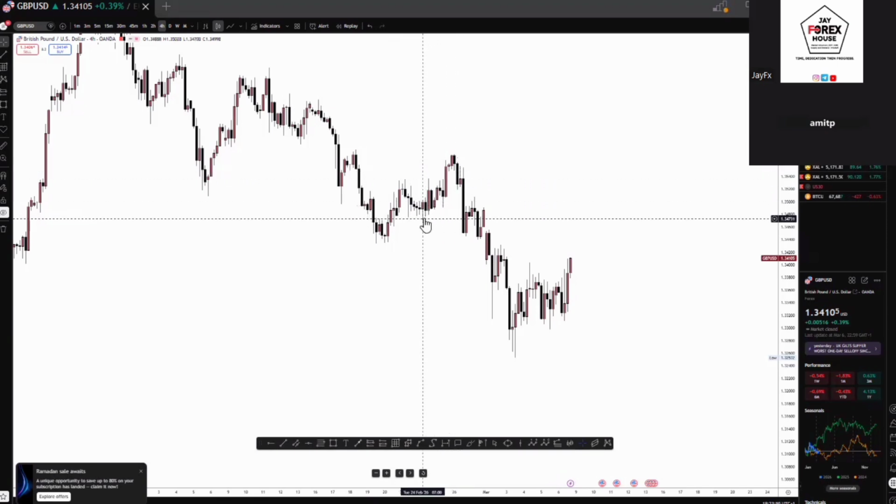Then price created a change of character, but when price cleared this low, that is basic market structure. You know that, right?